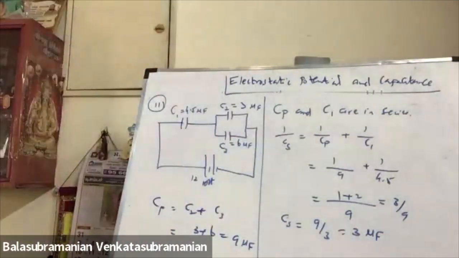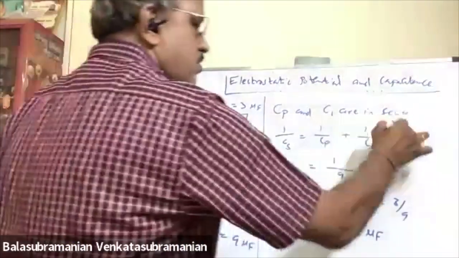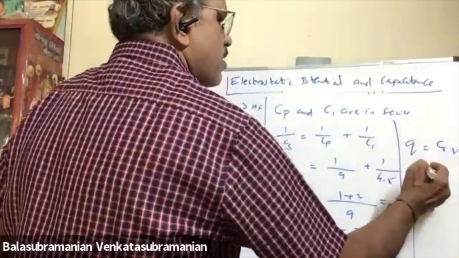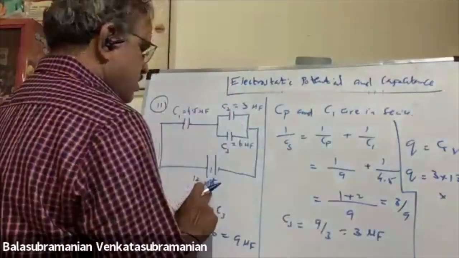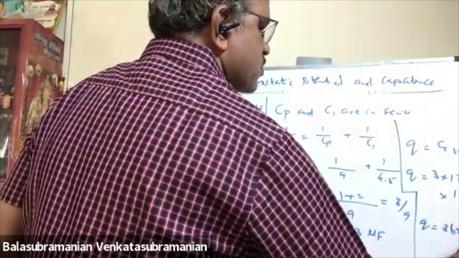So you have connected the capacitors here. What is the question given? Find the potential difference across 4.5 microfarad. Potential difference you have to calculate. What is the basic formula for potential difference? First you have to calculate the charge. Q is equal to Cs into V. Cs is 3 into 10 power minus 6, V is 12 volts. 36 into 10 power minus 6 coulomb.